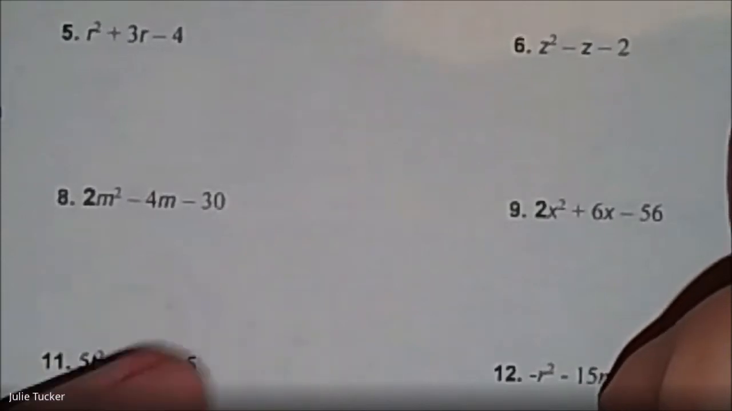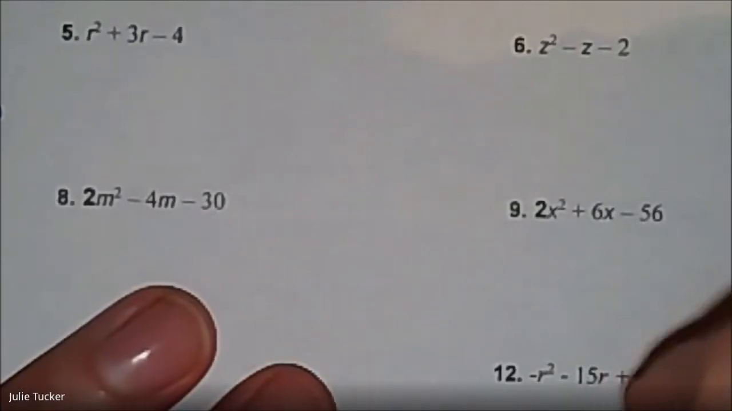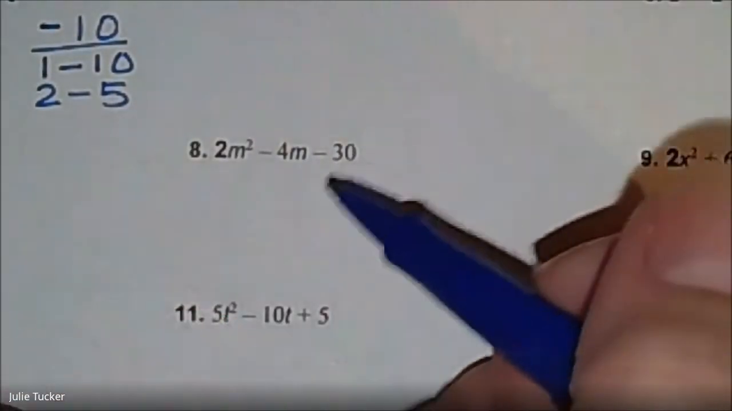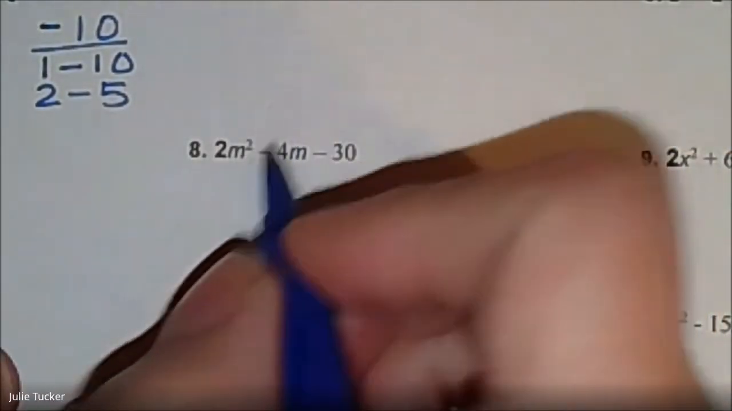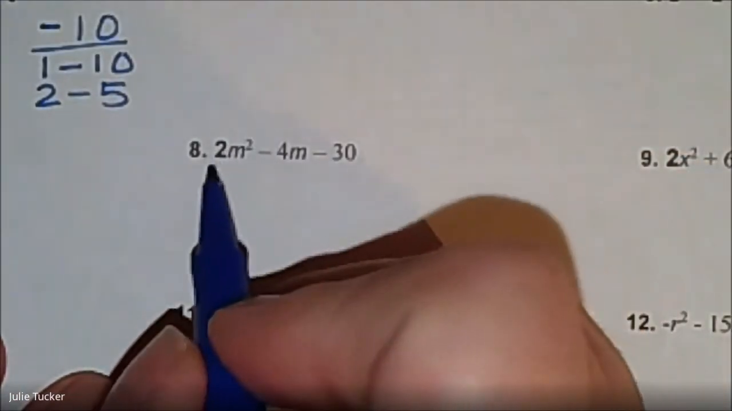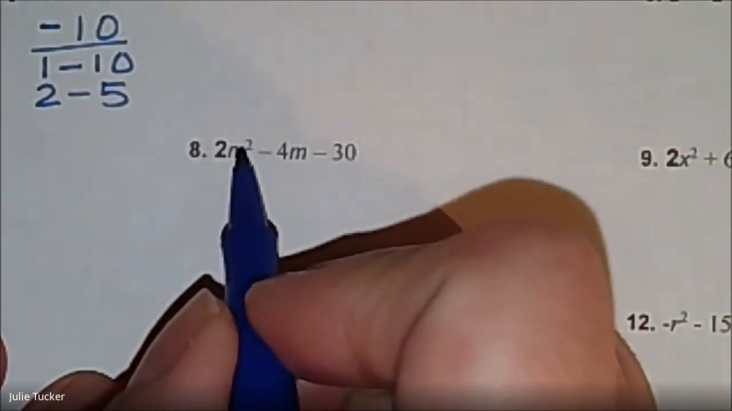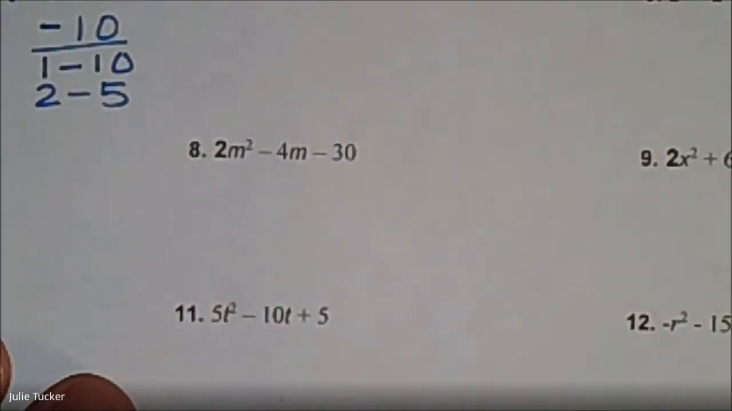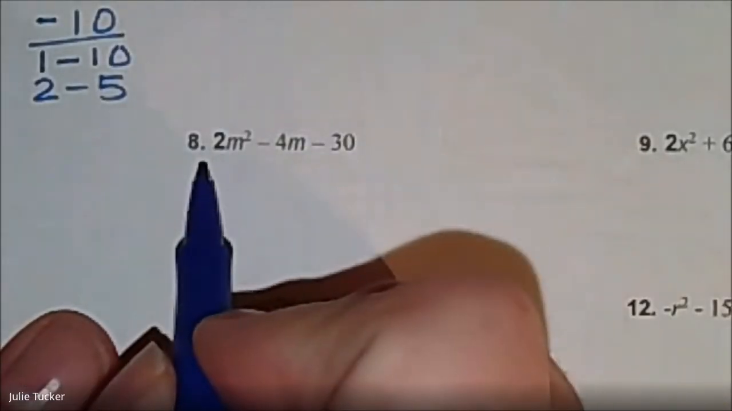Yeah. Let me move on to something that's more difficult. Now, what if they have a number in front of the first variable? So this one, I think you can kind of read this. It's a little small, but it says 2m squared minus 4m minus 30. Can you read that? Yeah. Okay, so you can see there's a 2 in front.